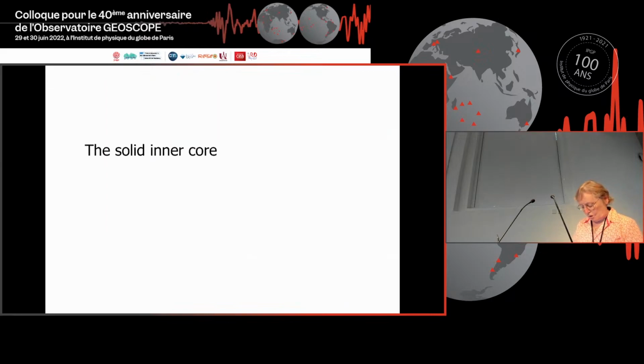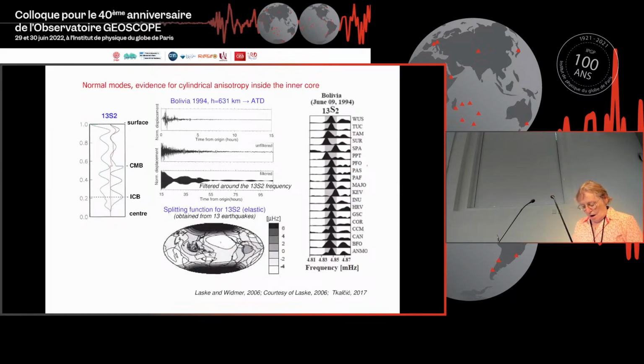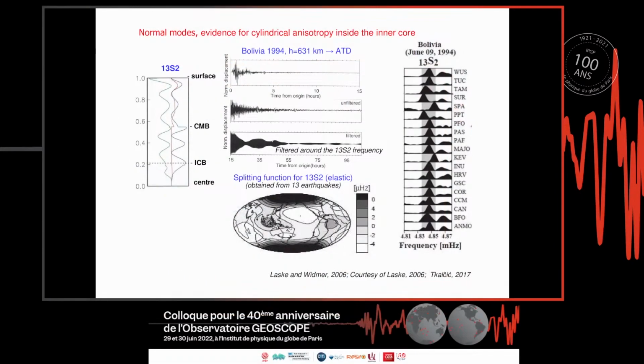Now the solid core. Again, I show you this mode, 13S2, which has P energy in the inner core. Here you see a maximum at about 600 kilometers for P, which means that an earthquake at 600 kilometers depth will well excite this mode.